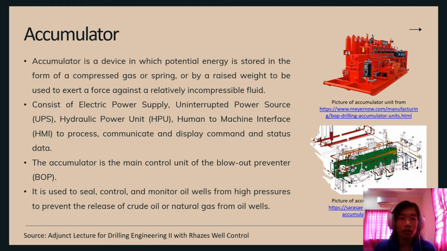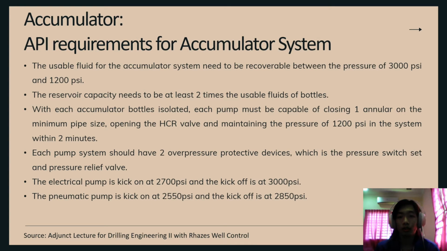Now the accumulator is the main control unit of the blowout preventer. It is used to seal, control, and monitor the oil wells from high pressure and to prevent the release of crude oil or natural gas from the oil wells. So moving on is the API requirements for the accumulator system.